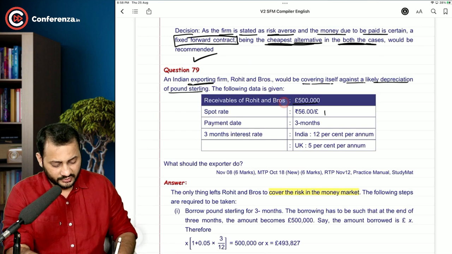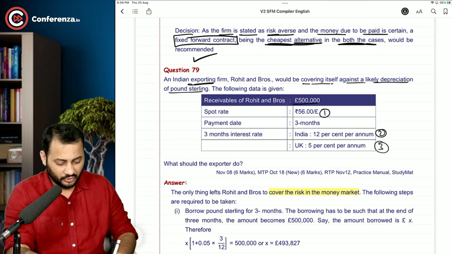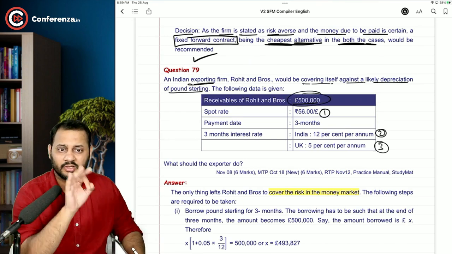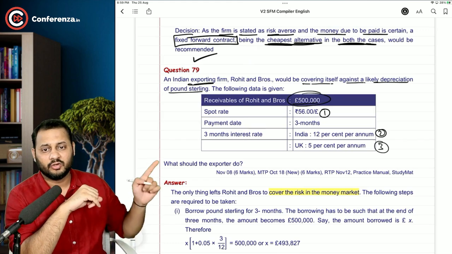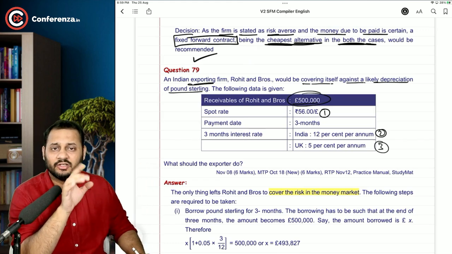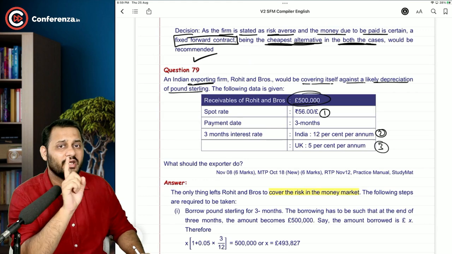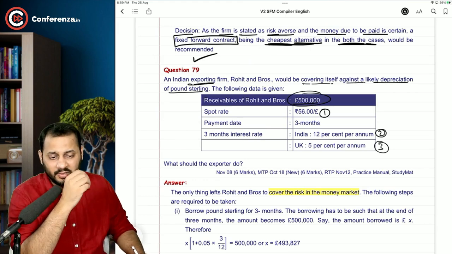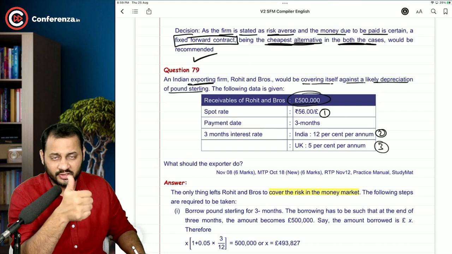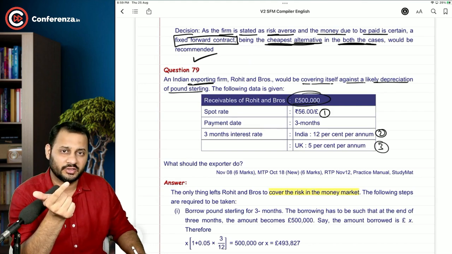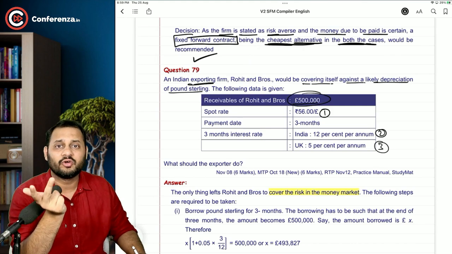So see, this is the first information, second information, and third information. Along with what is receivable and payable, there are only three things which are required for the money market hedge. What should the exporter do? In the entire question, there is no hint that you will have to use money market. But tell me, besides money market, there is no data for option contract, no data for futures contract, no data for the forward contract as well.